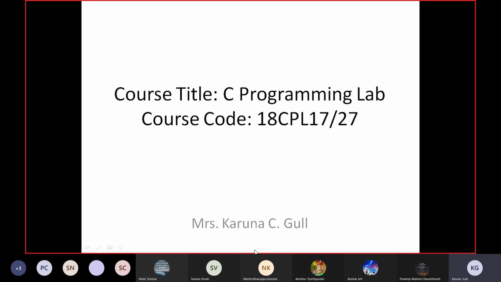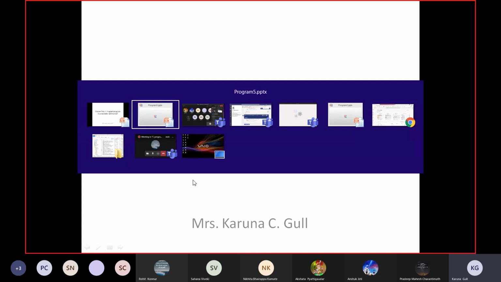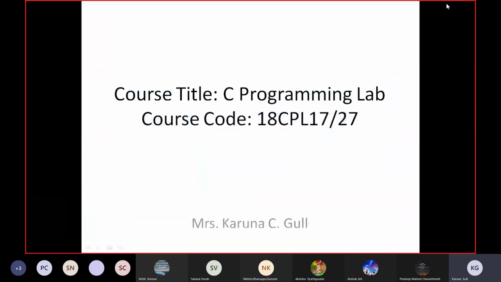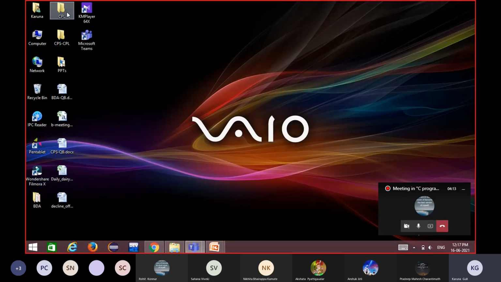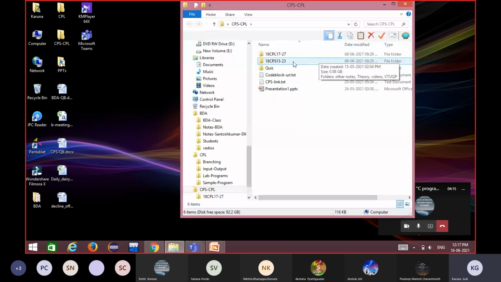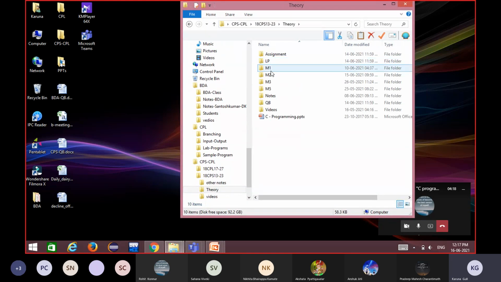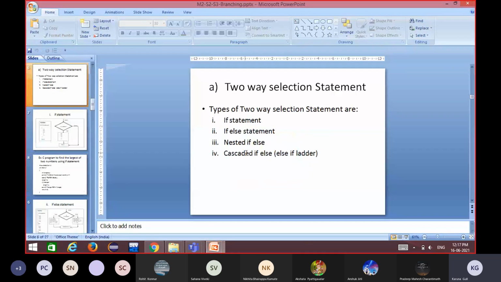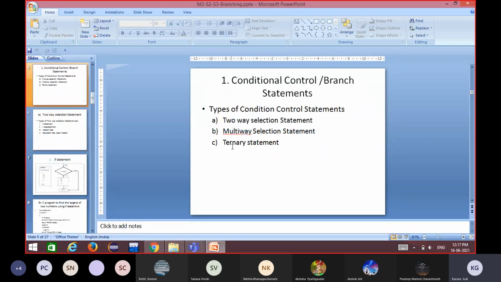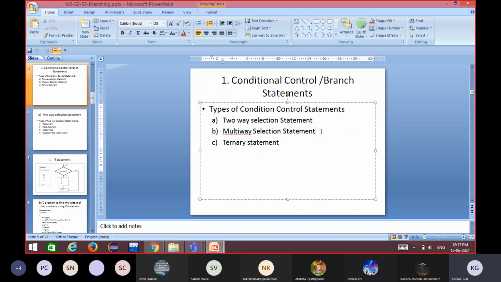In the last class, as you already know, we studied control statements. I'll just show you the things before I proceed. We have studied the if statement, the if else statement, nested if else statement, and cascaded if statement. Along with that, we studied the multi-way selection statement. These are the things that we studied in the last class.